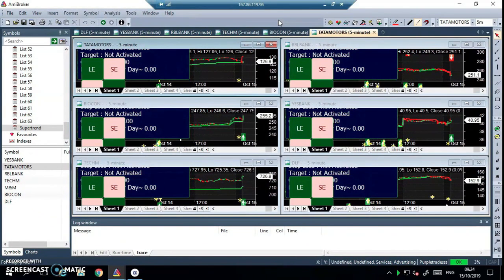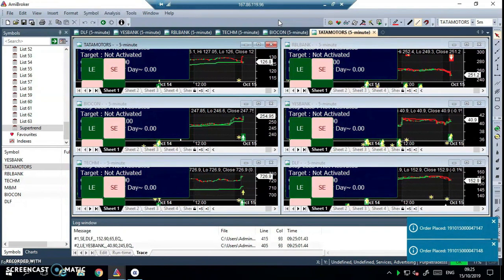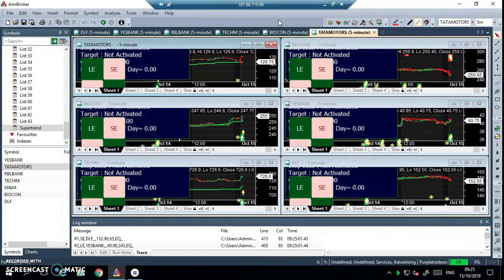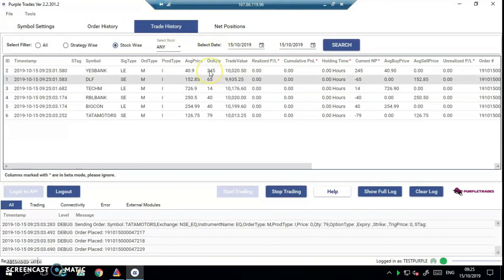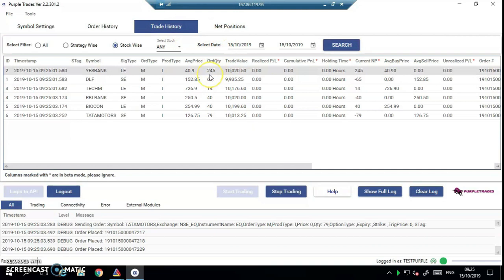Okay, you can see that it's 9:25 and all the 6 trades have given orders together, and you can see simultaneously the pop-up of orders and complete is popping out on the right hand side, and you can see all the orders were placed and all the orders were executed simultaneously. I can check the same in my trade history also. In the trade history you can clearly see Yes Bank, DLF, Tech Mahindra, RBL, Biocon, Tata Motors, everything was executed. Some stocks gave you long entry, some stocks gave you short entry, depending upon where the super trend was there.